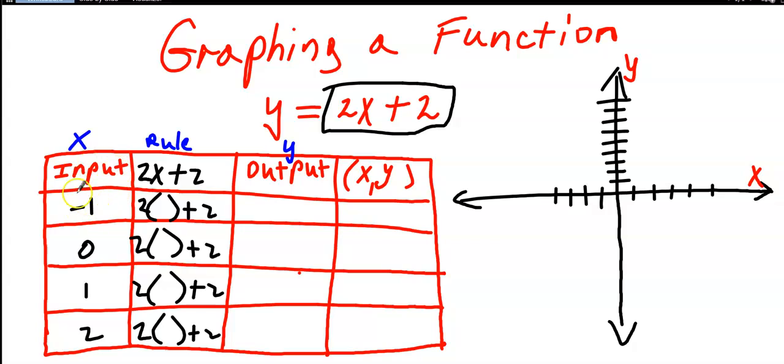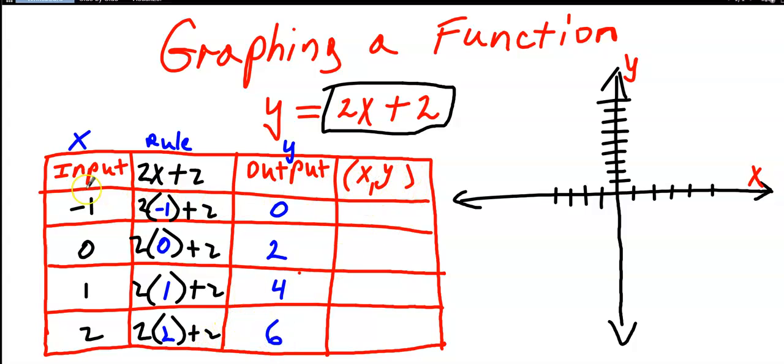So we're going to put in -1. 2 times -1 is -2, plus 2 becomes 0. Next value is 0. 2 times 0 is 0, plus 2 becomes 2. Next value is 1. 2 times 1 is 2, plus 2 is 4. Next value is 2. Put in 2 in here. 2 times 2 is 4, plus 2 is 6.